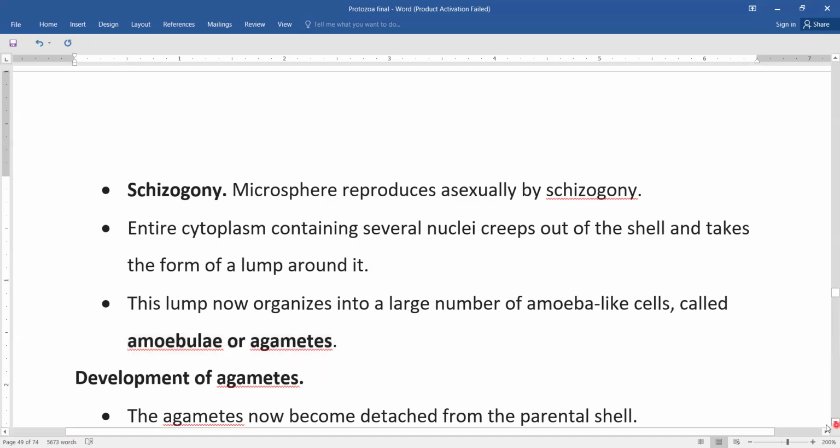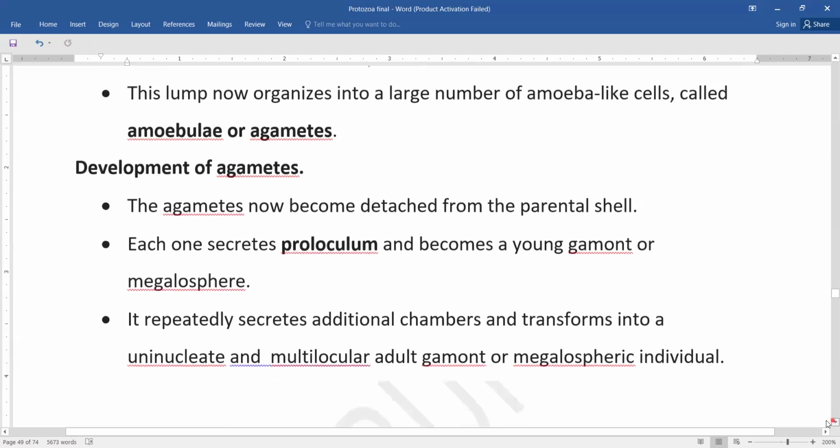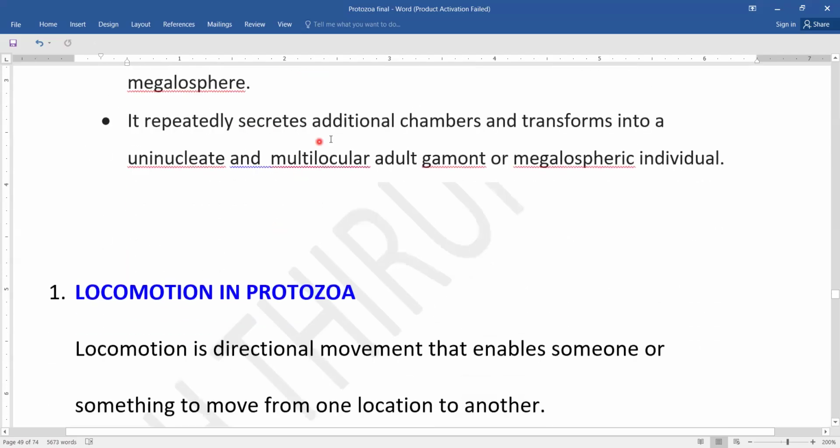So this agamete is nothing but the young megalospheric form. The agametes now become detached from the parental shell. Each one secretes a proloculum and becomes a young gamont or megalosphere. Okay, so here, from the lump formed from the microsphere, many amoebulae are produced. Each amoebula will become a megalospheric form. That's all. It repeatedly secretes additional chambers, and that will become an adult megalospheric form.